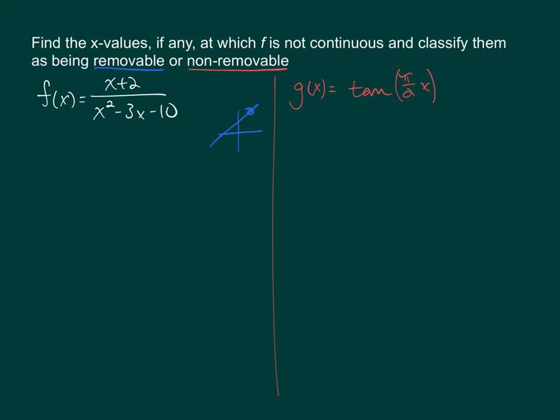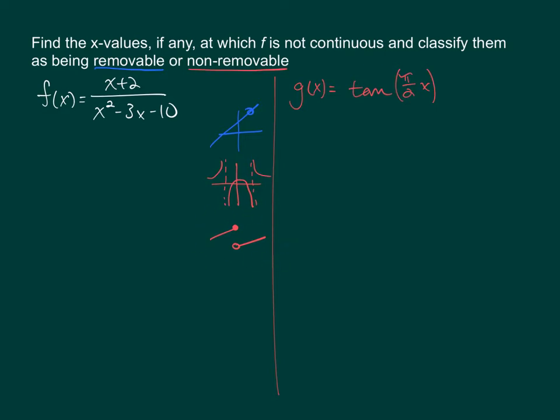A non-removable discontinuity would be something like a vertical asymptote that creates a horizontal gap in the graph, or it could be where a function does not meet up. If you think about the definition of continuity when you first learned it as, can you trace this graph with your pencil without lifting it up? Well, if you look at this graph here, this is a discontinuity.